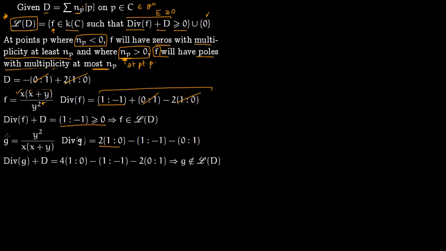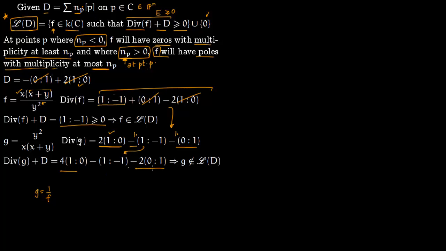So now we consider a new function g. So g is nothing but 1 by f. So now y squared becomes the numerator, x times (x+y) becomes the denominator. So what is the divisor of g? So everything here but with the opposite sign. So 2, minus 1 times this, and then minus 1. We're copying exactly this. Signs are reversed. Now you add D to it. So now this 2 plus 2 will give you 4. This minus 0, 1 minus this minus 1 will give you minus 2, and this comes as such.